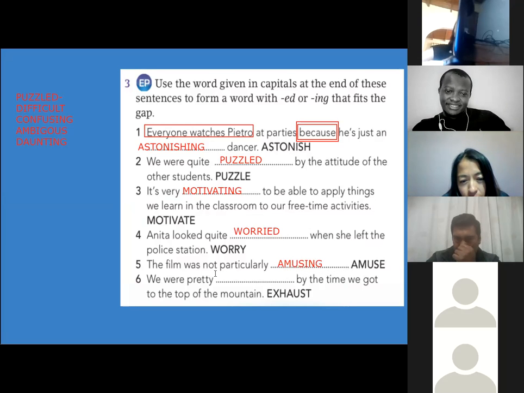Because it is the cause, the film. Yeah, the film is the cause of the feeling. So we are describing that cause.